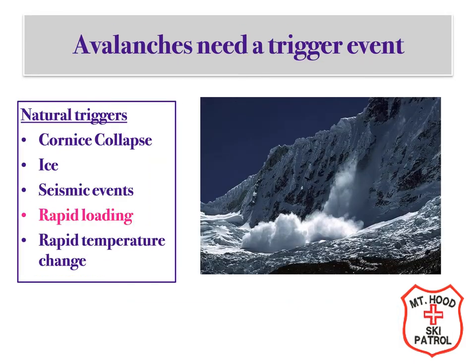So in order to have an avalanche, you also need a trigger. Trigger events can be natural or man-made. Natural triggers can be a cornice collapse, ice fall, earthquakes, or rapid loading from snow and rain, or rapid temperature change. Rapid loading from snow or rain is the event we tend to be most concerned with. Rapid loading adds weight that will stress any underlying weak layers. Note rapid loading can be due to wind-driven accumulation in addition to precipitation. We'll talk more about this in the weather module.